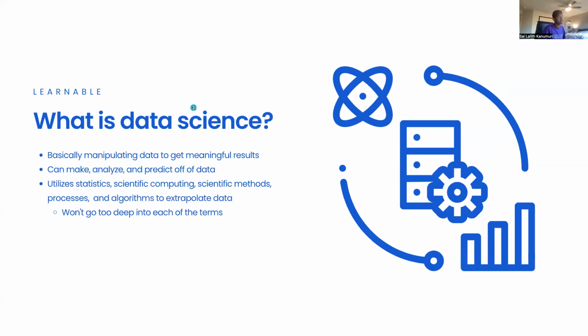So what exactly is data science? It's basically manipulating data to get meaningful results, and it can make, analyze, and predict off of data. So that's the basic definition of it. It's basically like a huge data set with all the information in it, and then we use the data to get meaningful results. You can utilize statistics, scientific computing, scientific methods and processes, algorithms to extrapolate data, but we won't go that much in depth into this. This is more of an introduction to the libraries that Python offers for this.